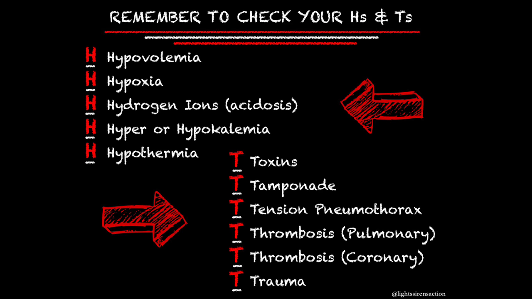The next most important thing is to find the reversible cause. Be systematic in hunting for your H's and T's. It's the best way to ensure a ROSC in our reversible cardiac arrests.